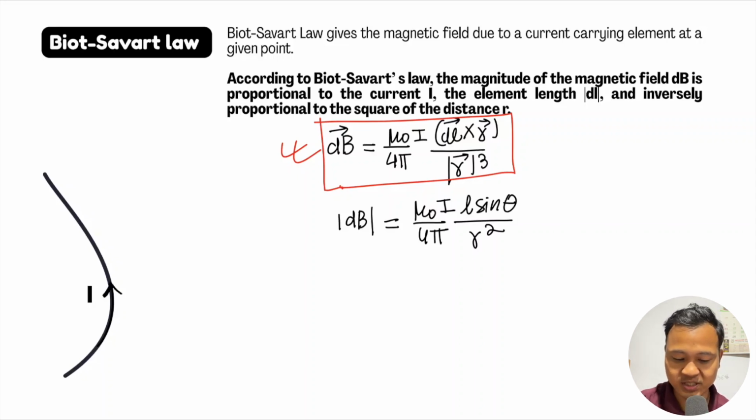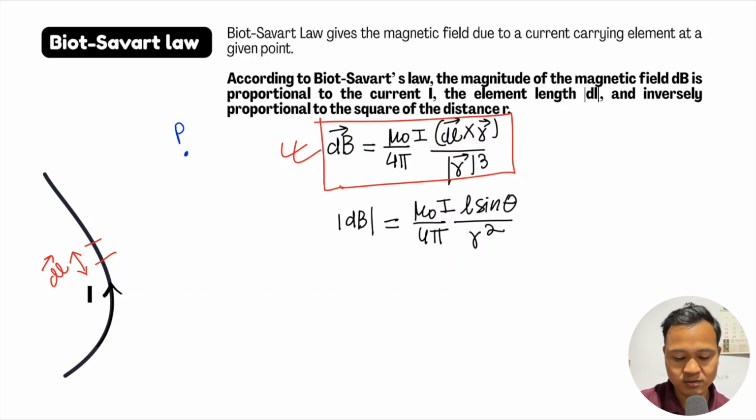Let's take an example: a wire carrying current I. Suppose I want to find out magnetic field due to a small part of this wire. Let's take a small element. So this is the element, let's say this is dl. I want to find out magnetic field at some point P here, let's say.